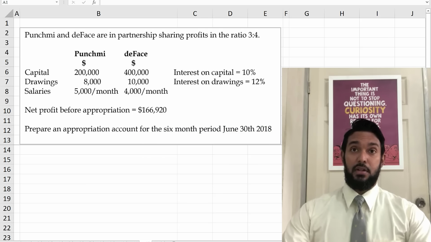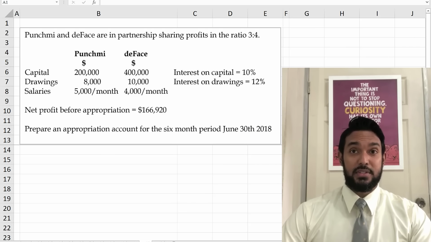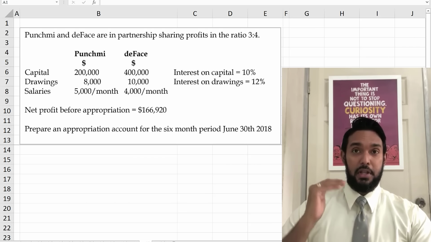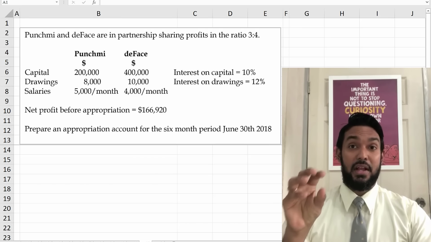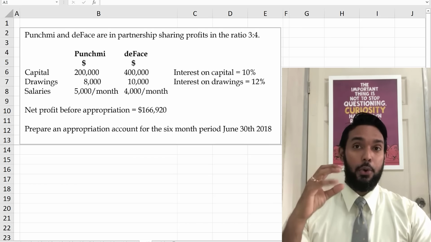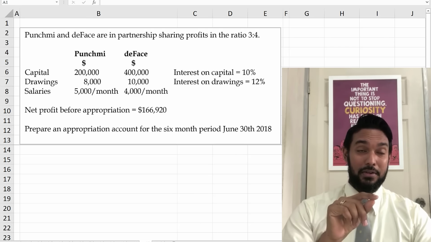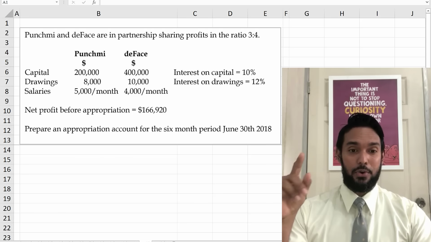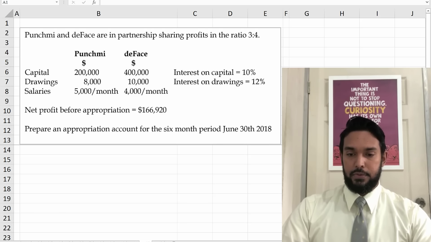So here now we have a little complication. We are doing an appropriation account, but it's for a 6-month period, a period that is not a year. So the implication therefore is that anything that has to do with a percentage or anything that accrues monthly, you're going to have to pay attention to the figure that goes in the appropriation account for those items. Let's take a look. So the first thing we're going to do is head up.